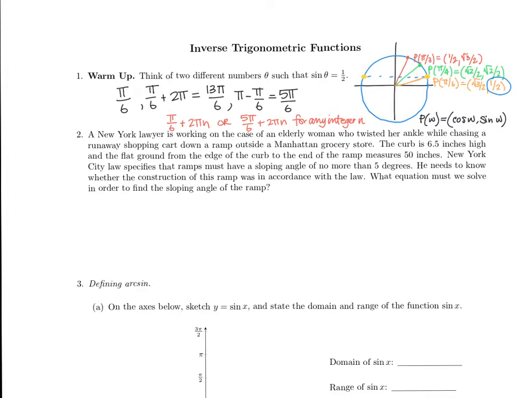And the curb is 6.5 inches high. The flat ground from the edge of the curb to the end of the ramp measures 50 inches. And that is going to define how steep that ramp is, like how far out the ramp reaches from this 6.5 inch high curb.